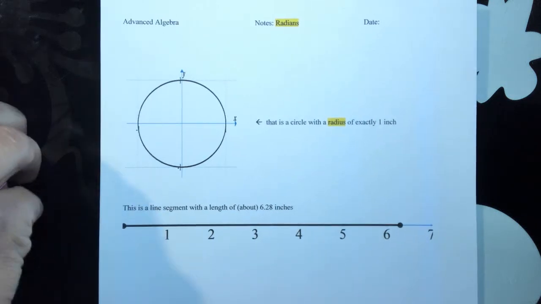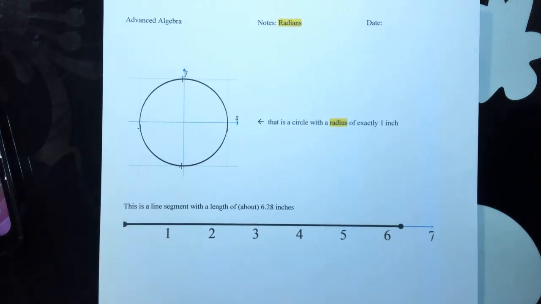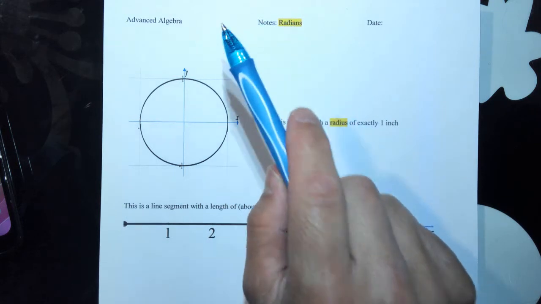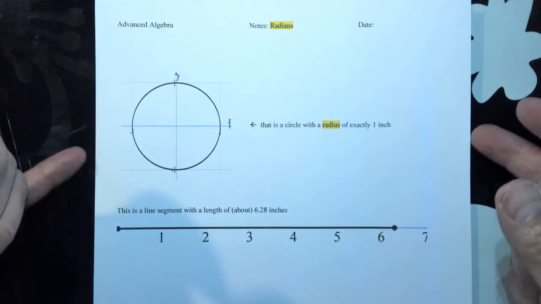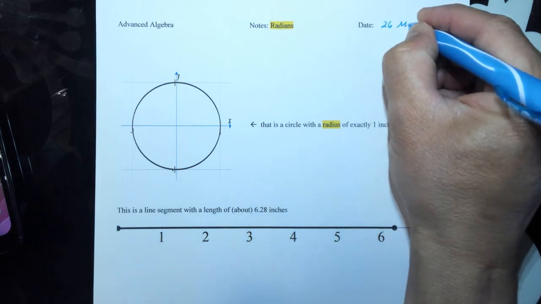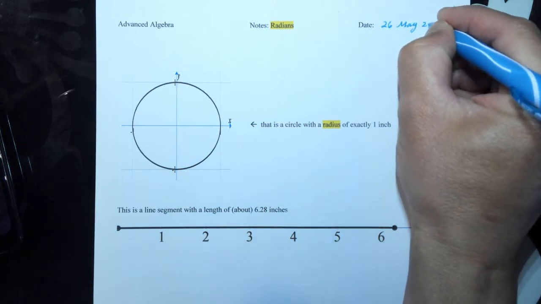Okay, trig or advanced algebra, whatever you want to call yourself. This week we are finally going to learn about radians. What's today's date? 26 May 2020.